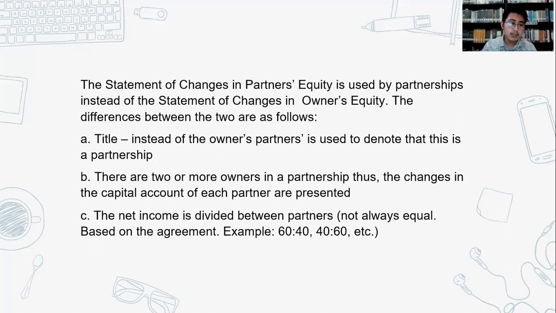Okay, and also the net income is divided between partners. So not always equal. So depende po sa agreement kung ilan po yung hatian ng income sa isang partnership. For example, we have 60-40, 40-60, and etc. So depende po yan. Dapat pag-usapan ng partners.